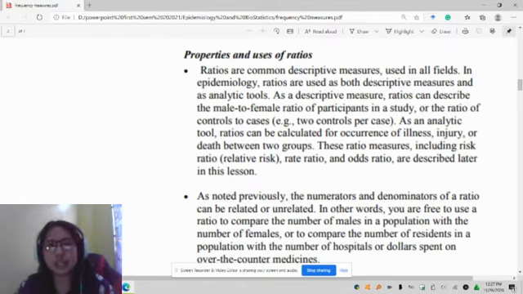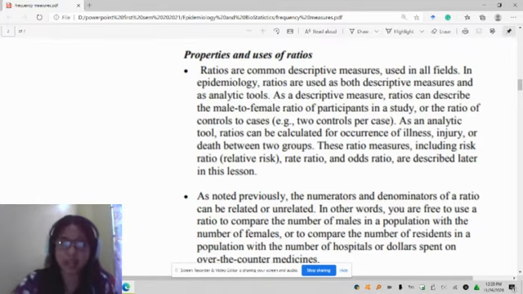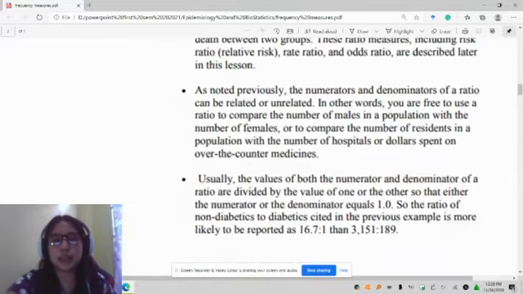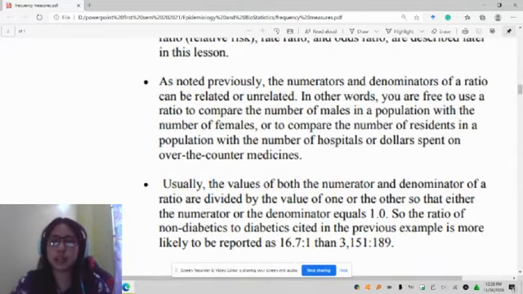So as an analytic tool, ratio can also be calculated for occurrence of illness, injury, or death between two groups. These ratio measures include, if we are going to use ratio in analytic analysis later, the commonly used ones: rate ratio and odds ratio, which will also be discussed in a separate video. As noted, numerators and denominators of a ratio can be related or unrelated.